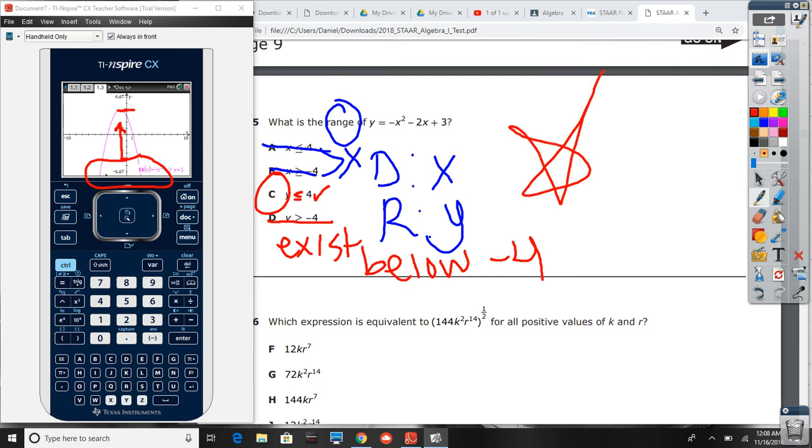Again, put a little star. That one came out a little better. Put a little star on the ones that you convince yourself that you have the right answer.